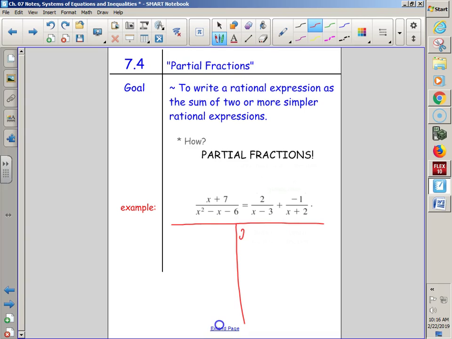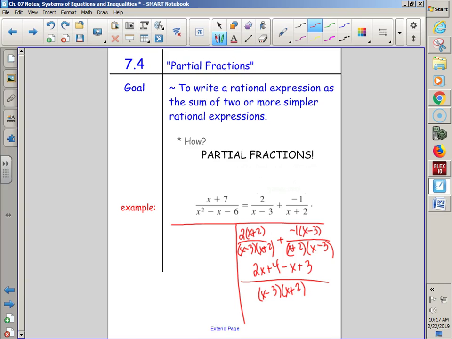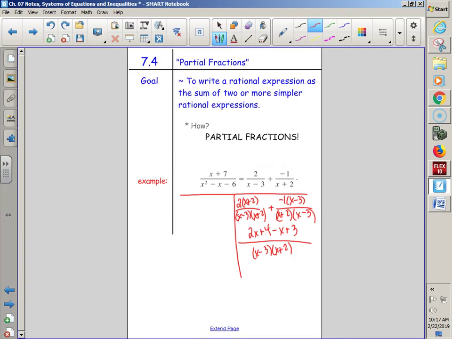So if I was to multiply this guy by x plus 2 over x plus 2, and multiply this guy by x minus 3 over x minus 3. What's true about my denominators now? So I can put that all together. And up top, I could say 2x plus 4 minus x plus 3, which would be 1x plus 7. Nice. All I have to do is FOIL. And what do you guys think happens when I do first, outer, inner, last?